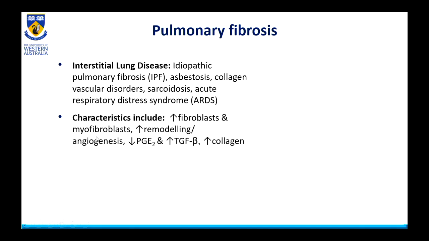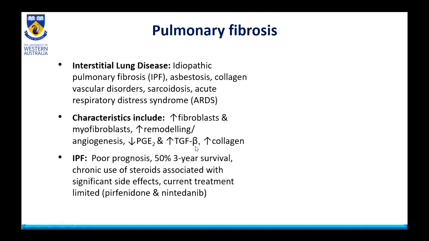Characteristics in pulmonary fibrosis include increased number of fibroblasts and myofibroblasts, pretty consistent across all fibrotic conditions, increased amount of remodeling, increased angiogenesis, a decrease in prostaglandin E2, and it's a reciprocal agreement. So when PGE2 goes up, transforming growth factor beta goes down. When PGE2 goes down, TGF-beta goes up. And of course, increased collagen.